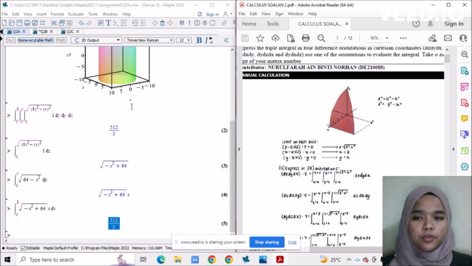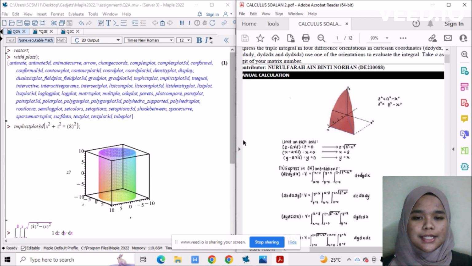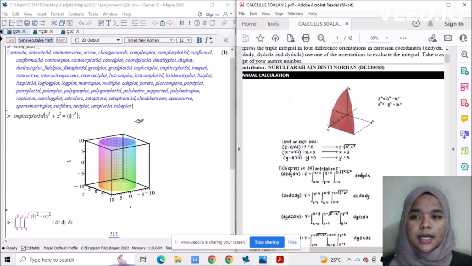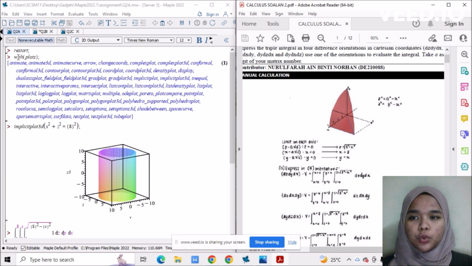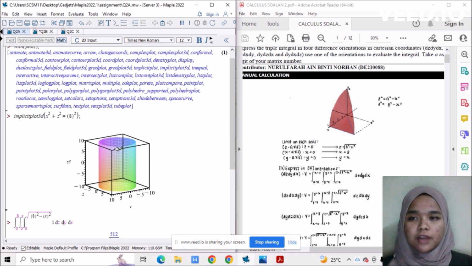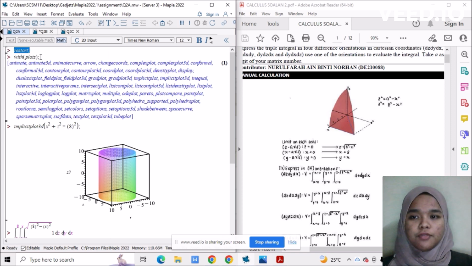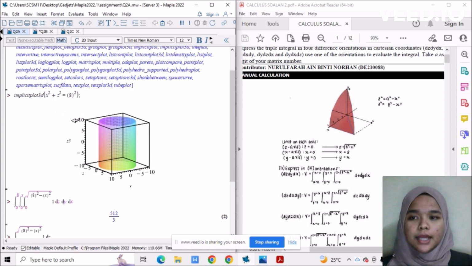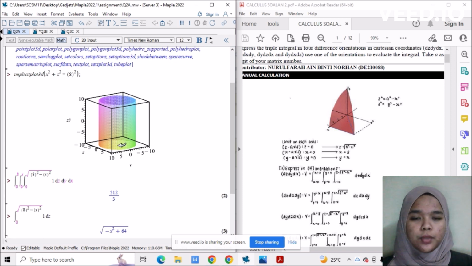So for question 2, this is the manual calculation for question 2 part A. Okay, so from here, I have already inserted the equation into the Maple software. In order to write your equation in Maple, the first thing you need to do is to write the command restart, and since I've also plotted a 3D graph, I need to include the with plots command. Then I also use this command and we will get this 3D graph.